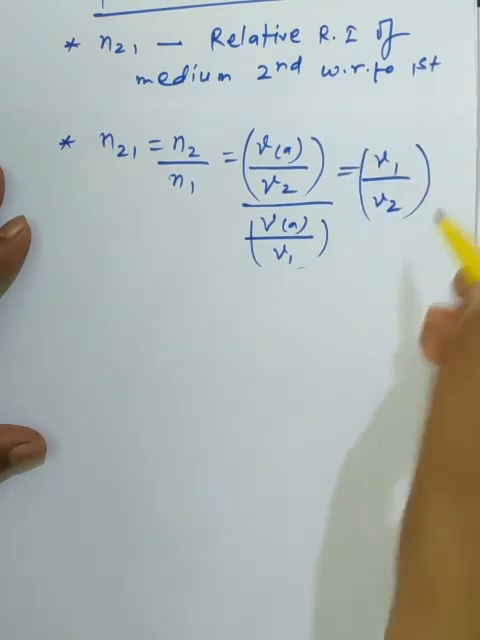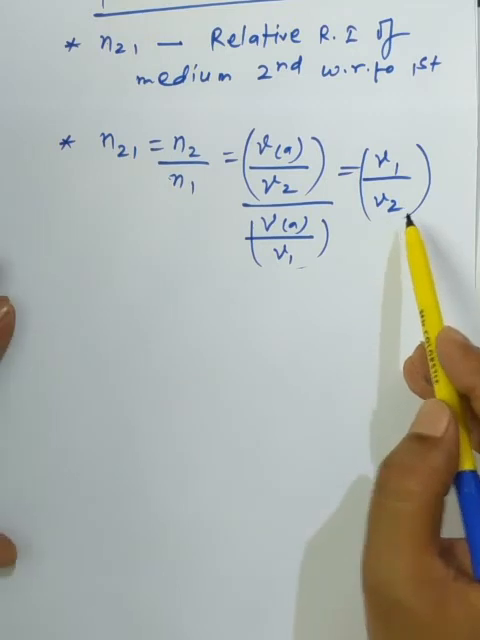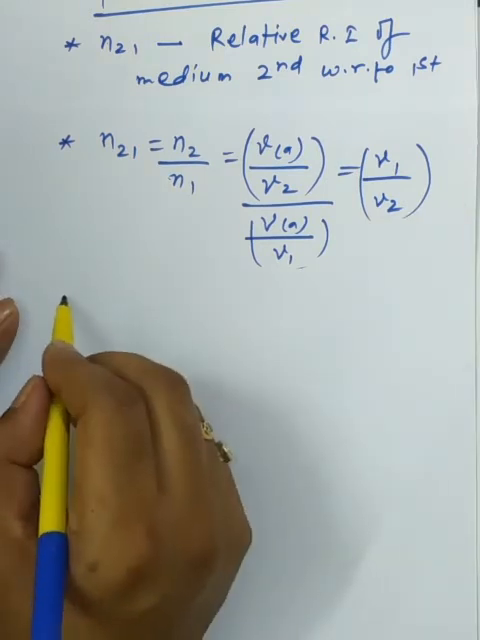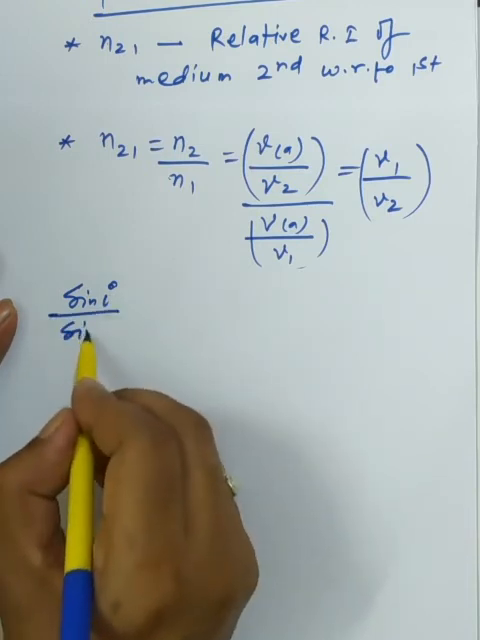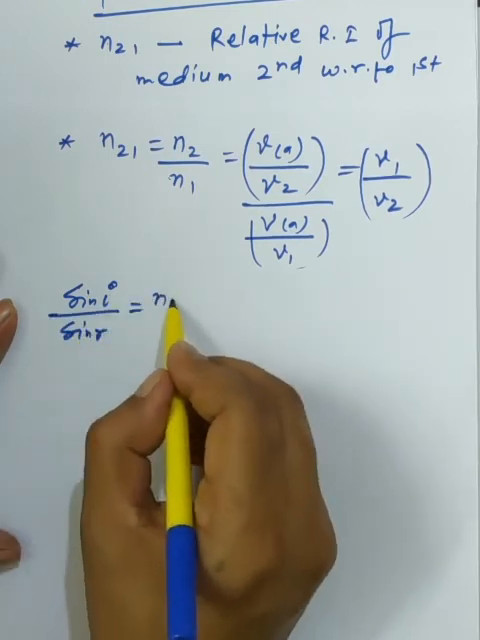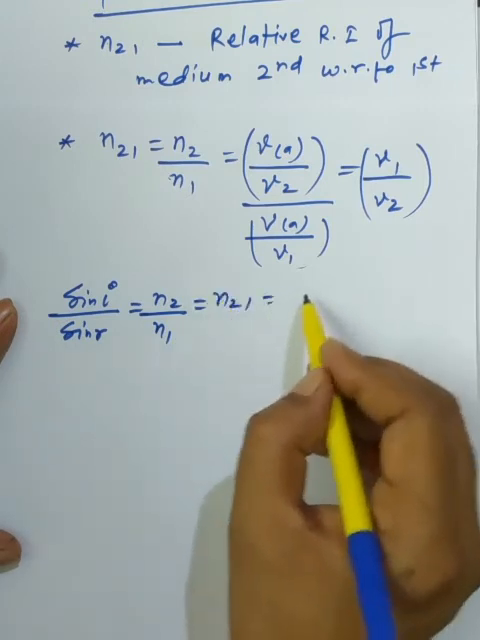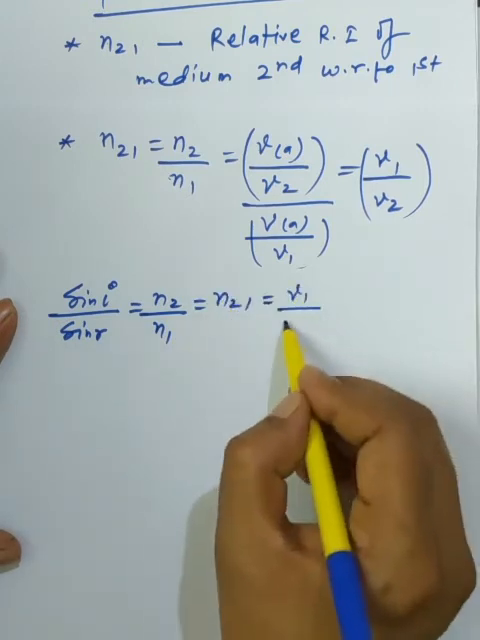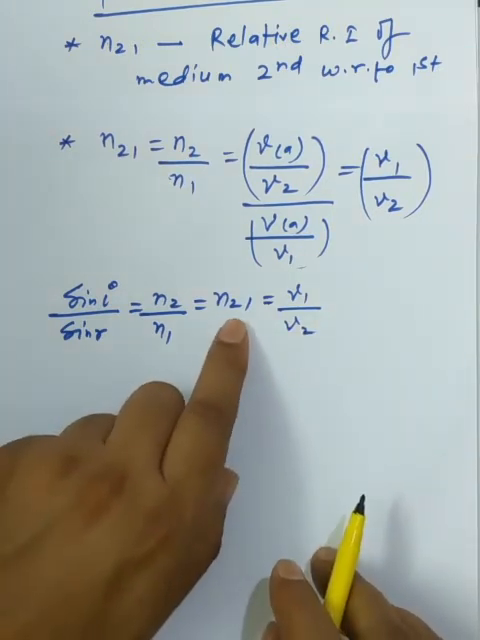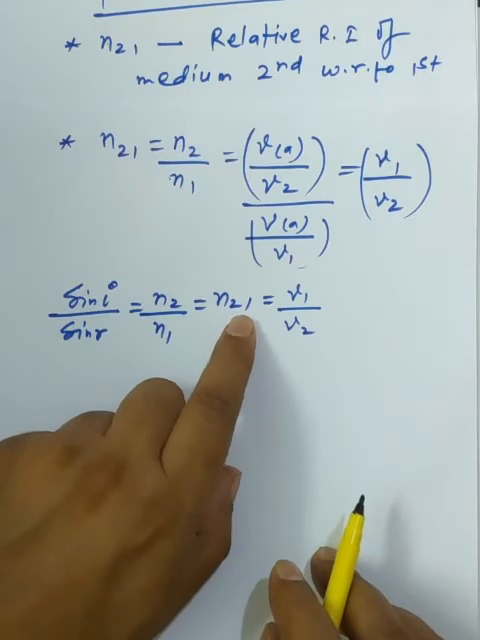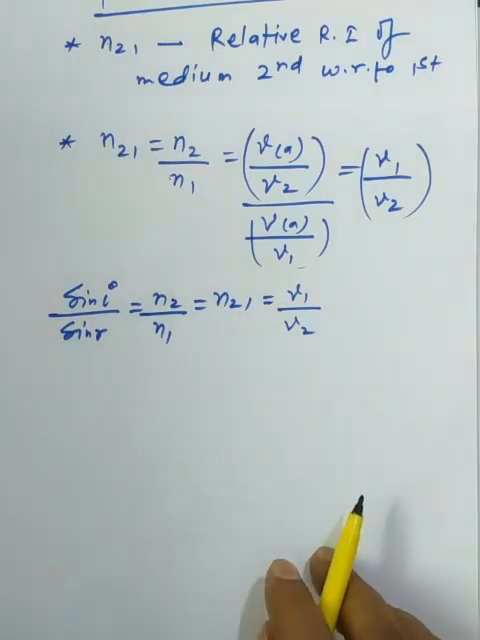So what actually is v1? v1 is the velocity of light in medium 1 and v2 is the velocity of light in medium 2. So easily we can state that sin i upon sin r is equal to n2 upon n1, that is equal to n21, that is the ratio of the velocity of light in medium 1 to 2. And here we have to pay attention to where the light is moving from and to. So the light is moving from medium 1 to 2. Okay, so where it is bending we are not discussing here.